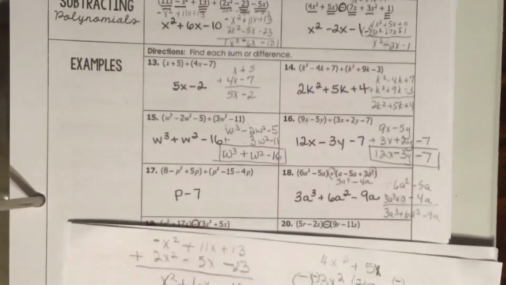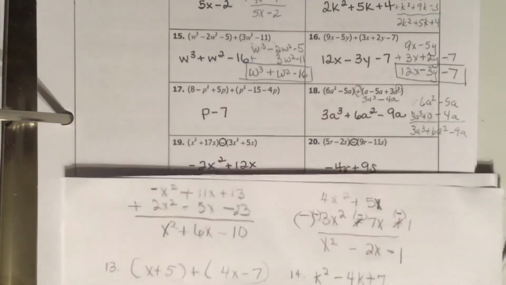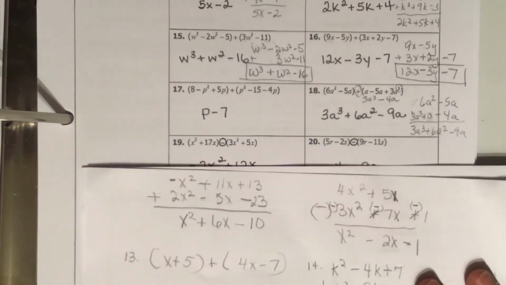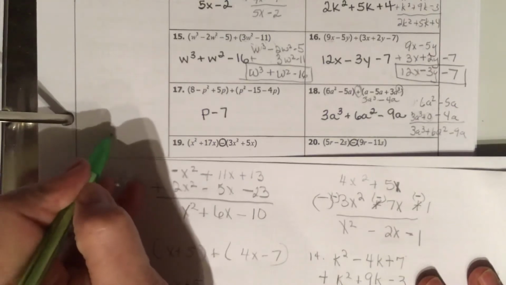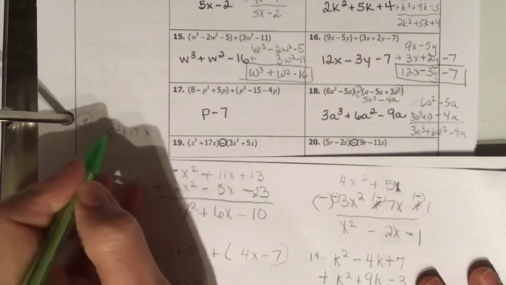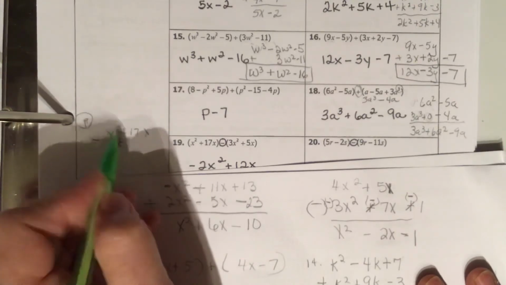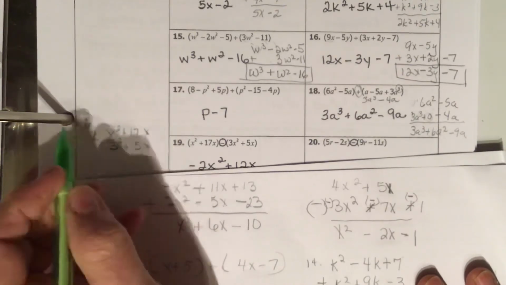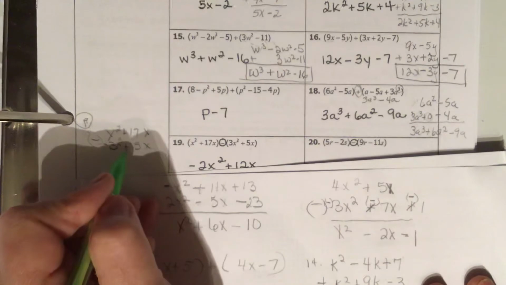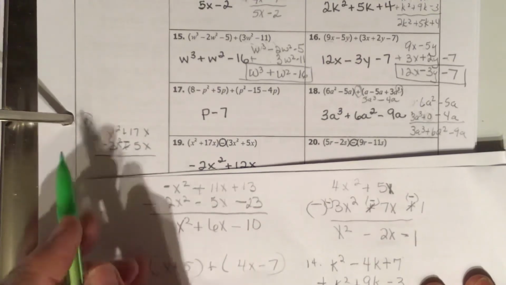Now let's go on to some subtraction problems and go through these subtraction problems together. Okay, let's look at number 19. You put like terms together. X squared plus 17x minus 3x squared plus 5x. Remember, you're subtracting, so this is no longer going to be a plus, it's going to be a minus. This is no longer going to be a plus, it's going to be a minus. If that helps you to change that sign, that's what I like to do.